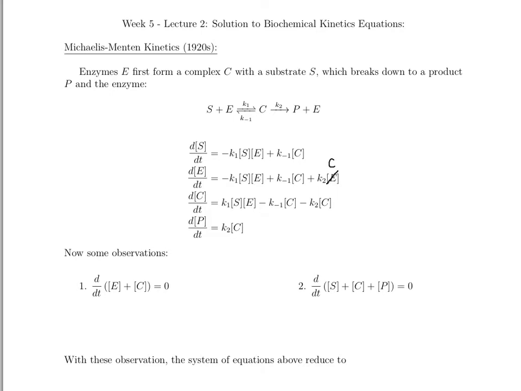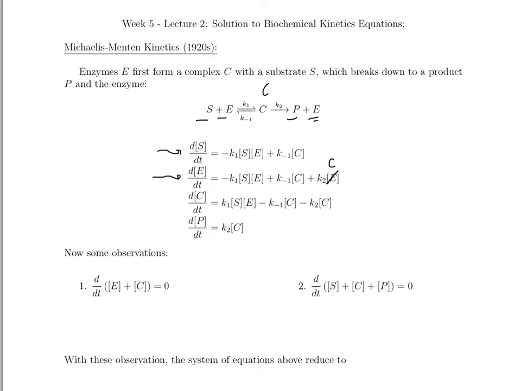First off, just recall that we have a substrate binding with an enzyme to form a complex. That complex then produces a product at a given chemical rate, and then releases the enzyme back into the media. And for each one of these quantities, S, E, C, and P, we have a differential equation that measures the rate of change of those concentrations.